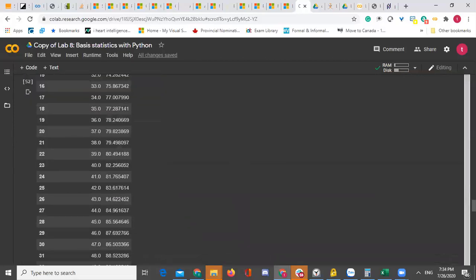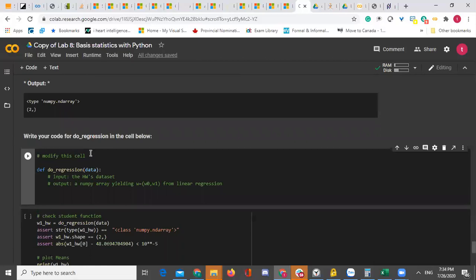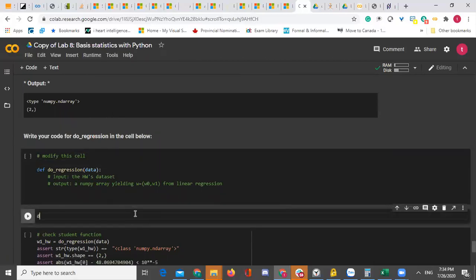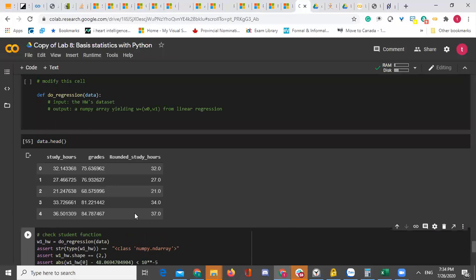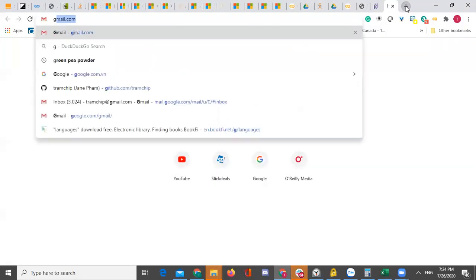Let me see what our data currently looks like. So this is our data. So we will use this in here. I'll put the NumPy array. Oh, so we need to calculate W0 and W1 from linear regression. Okay, so basically we need to find the formula for that.